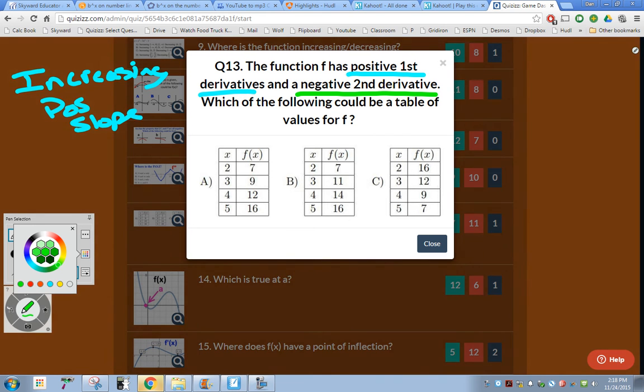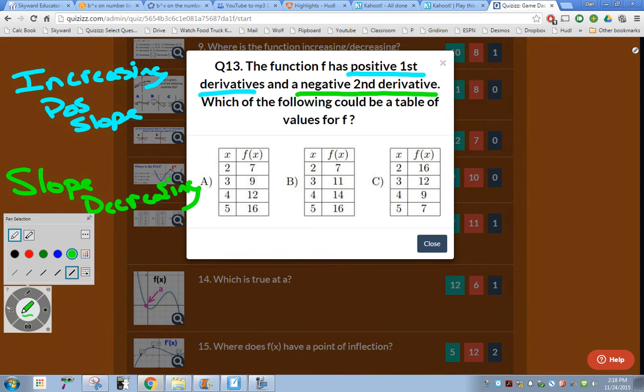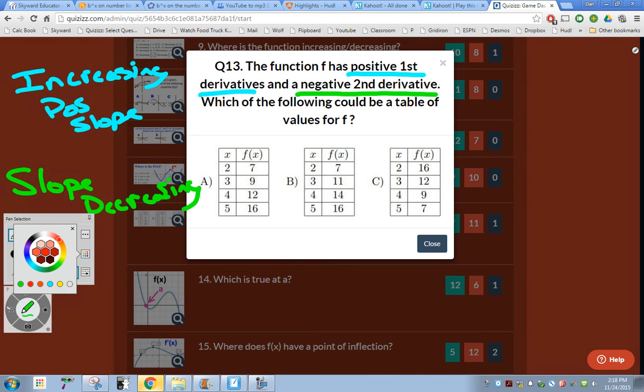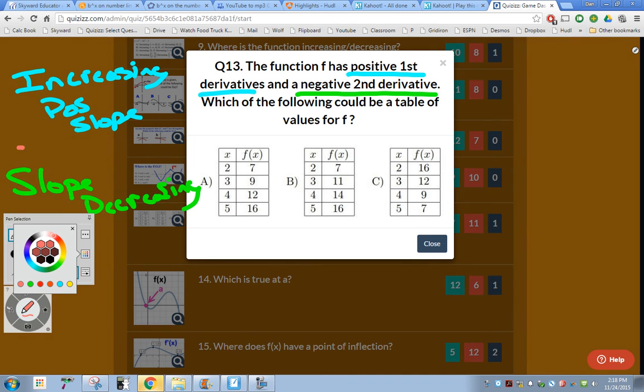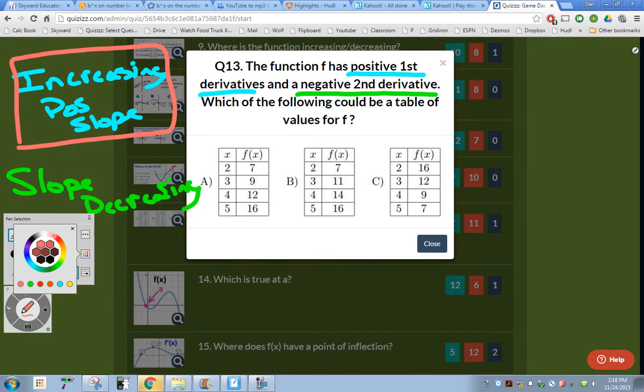Concave down. What's another way we could say concave down? What's decreasing? The slope is decreasing. Okay, the slope is decreasing is another way to say concave down. Okay, and that's going to be the better way of saying it this time, and we'll show you why. Okay, so we need this thing to be increasing. That's the first thing. Which one of these choices is not increasing? C. It goes from 16 to 12 to 9 to 7. It's not C.